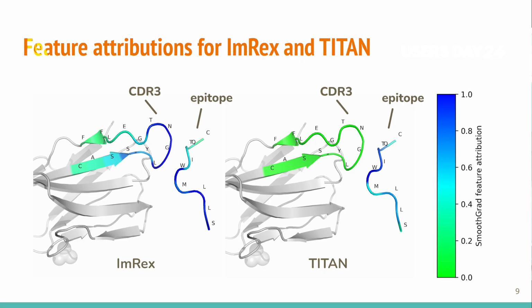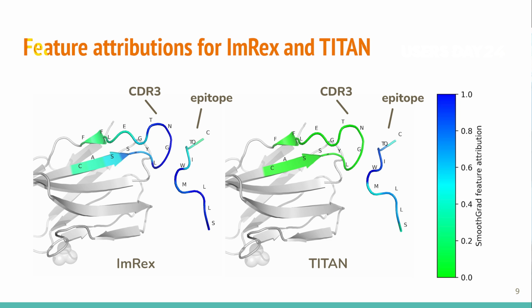What we then did with these predictions is we show them on the three-dimensional structure. Here the blue is a high feature importance, meaning it was important for the prediction, and green is not important. On the CDR3 it's mainly the amino acids in the middle that were most important, while for the epitope it was mainly the amino acids on the bottom, or the start of the epitope.